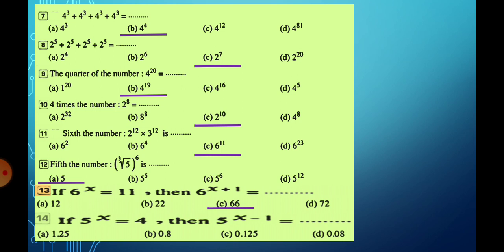The last exercise: 5 to the power x equals 4. Then find 5 to the power x minus 1. 5 to the power x minus 1 will be 5 to the power x divided by 5. So 4 divided by 5 equals 0.8.